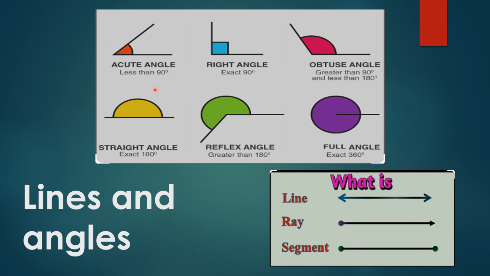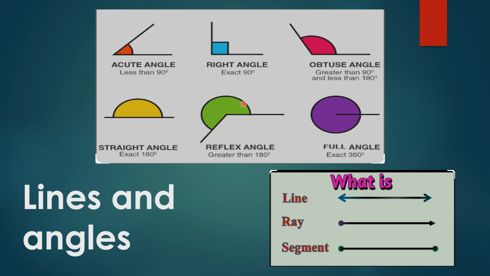Angles that are less than 90 degrees are called acute angles. Angles that are exactly 90 degrees are right angles. Then we have angles which are greater than 90 degrees but less than 180 degrees. They are called obtuse angles. We have a straight angle which is equal to 180 degrees, as you can see here, the structure of a D.